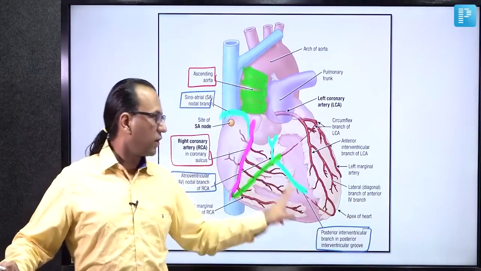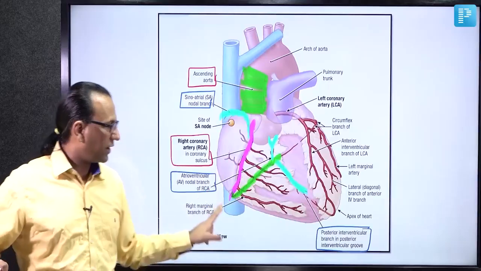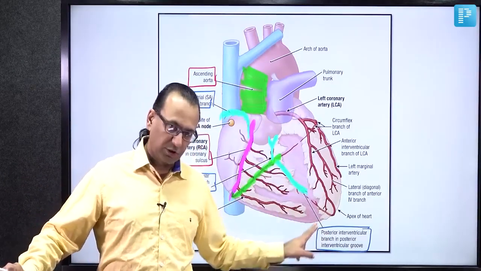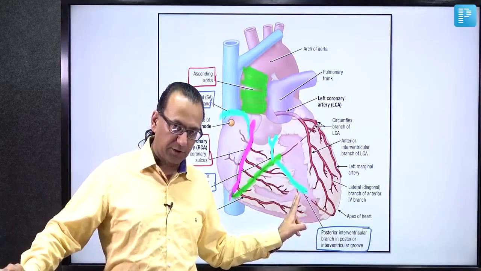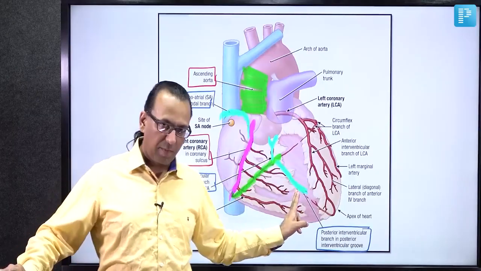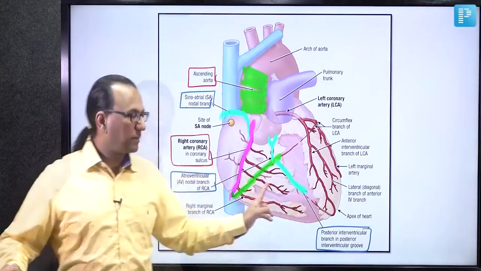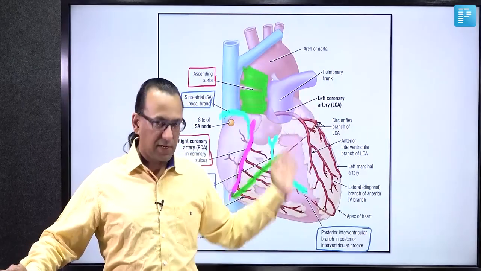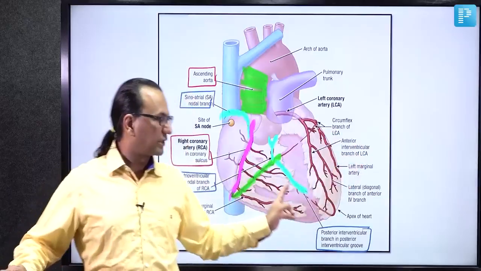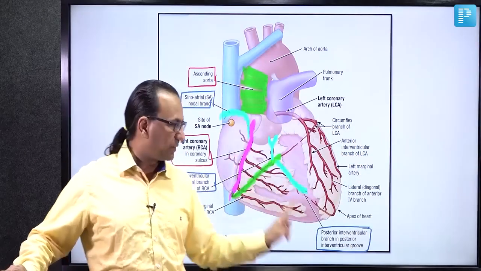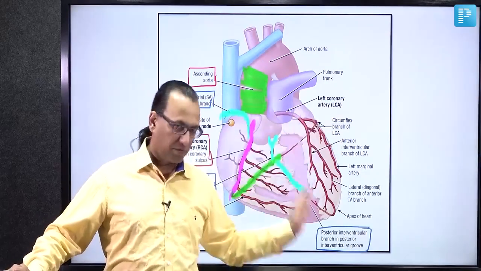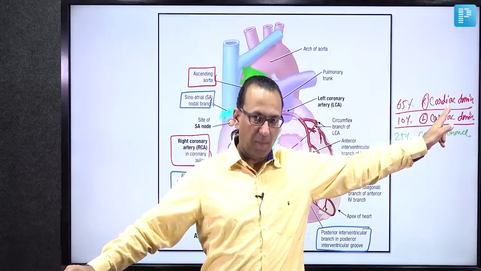That is, the posterior interventricular artery is usually a branch of the right coronary artery running posteriorly and supplying the posterior 1/3 of the interventricular septum. This PIVA determines the cardiac dominance, and 65% of people have right cardiac dominance because they have the PIVA coming from the right coronary artery. Whereas 10% of people have left cardiac dominance because in that case, the PIVA will be a branch of the left coronary artery. And in 25% of people, there is a codominance, meaning you have multiple PIVAs, one PIVA coming from the right coronary artery, another PIVA coming from the left coronary artery. We have seen the 65% right cardiac dominance feature here.